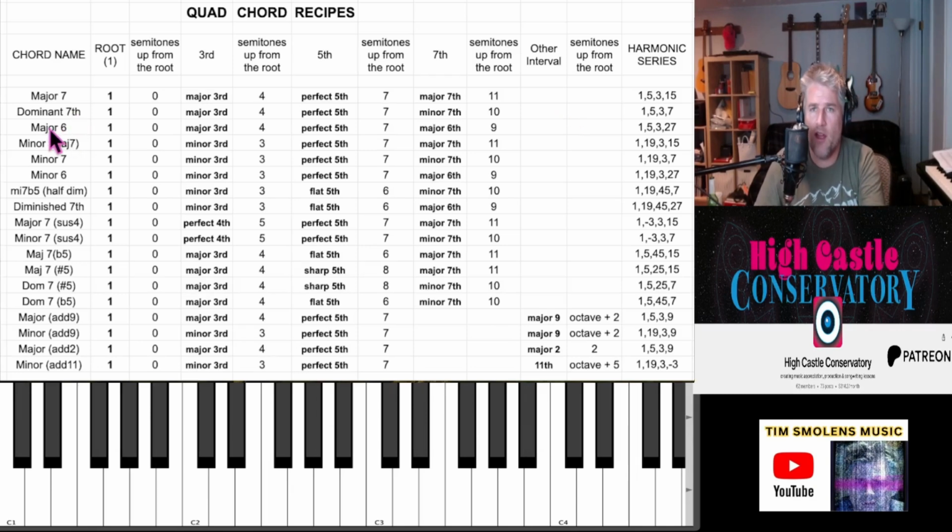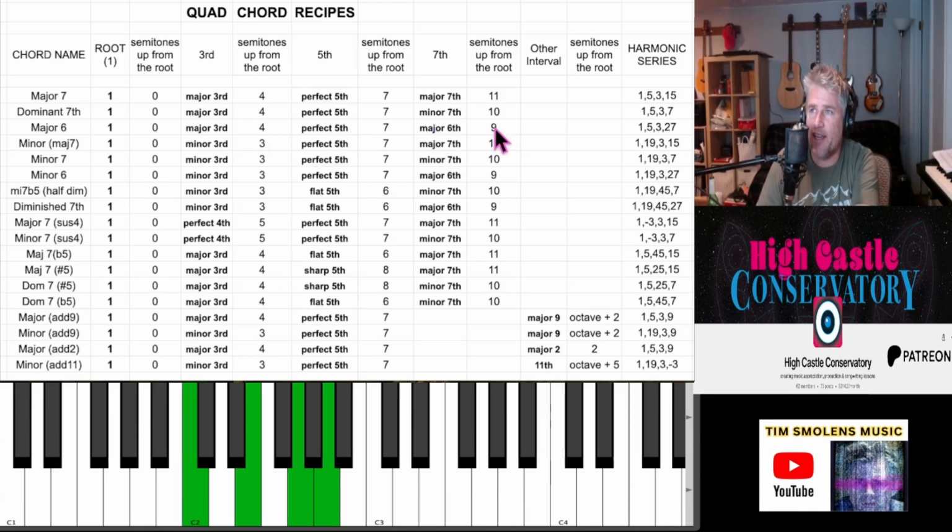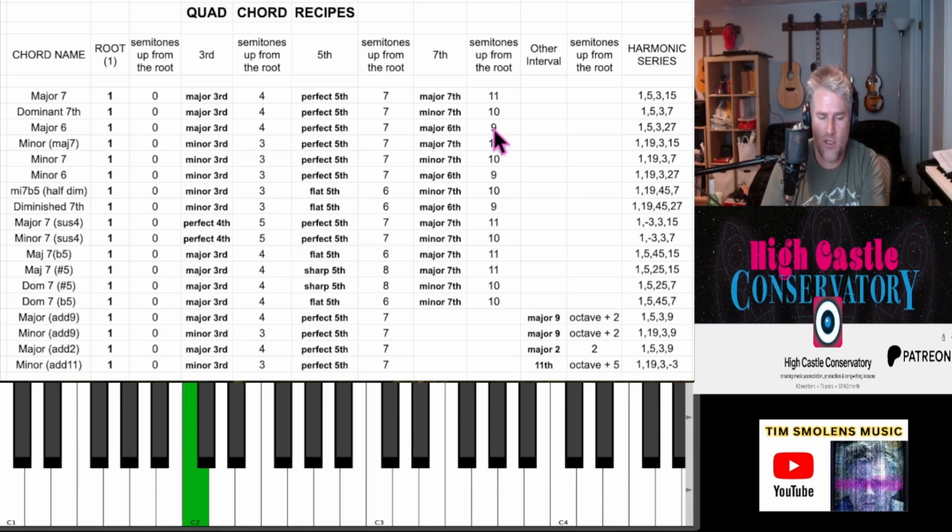Then you have another quad chord, or a 4-note chord, is a major 6th. And the way you build that is, again, with that major triad, and then you add a major 6th, which is 9 semitones above the root. 1, 2, 3, 4, 5, 6, 7, 8, 9.